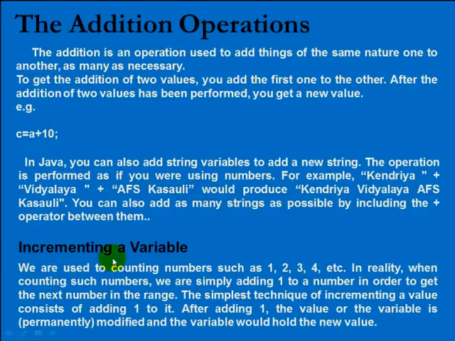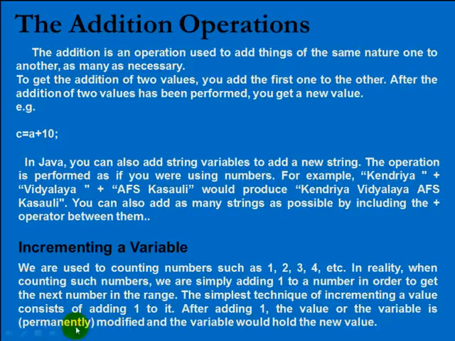Next we have incrementing a variable. We are used to counting numbers such as 1, 2, 3, 4, etc. In reality, when counting such numbers, we are simply adding 1 to a number in order to get the next number in the range. The simplest technique of incrementing a value consists of adding 1 to it. After adding 1, the variable is permanently modified and the variable would hold the new value.